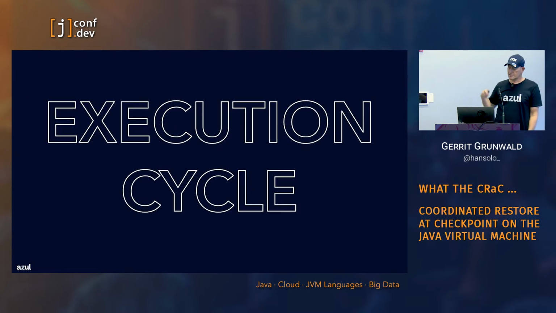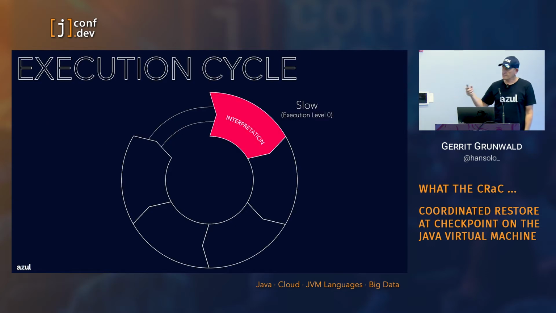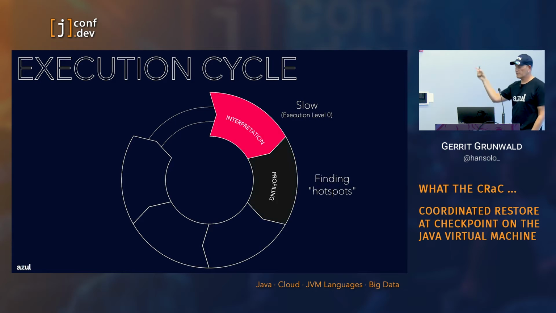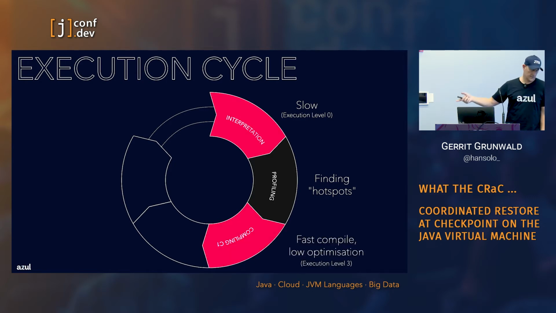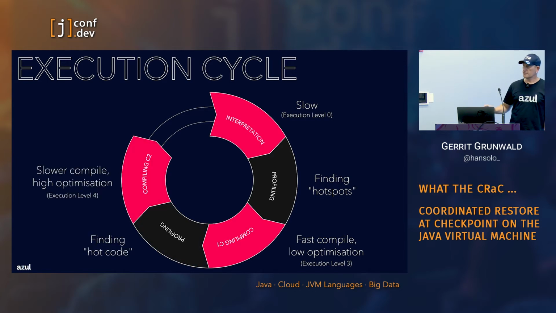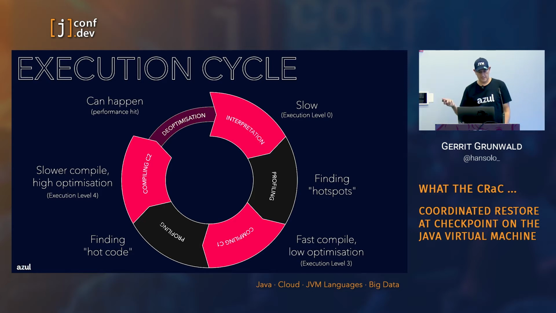Okay, so that leads me to this execution cycle. In principle, we have the interpretation phase, which is the first step, which is slow, execution level 0. Then we have the profiling, that profiles the stuff, finding the hotspots, which is the reason for the name HotSpot compiler. Then this will go on to the C1 compiler, low optimization, really fast, again profiling, then C2, and then we have this other thing, and that's the so-called de-optimization, right? That can happen. You would like to avoid that at runtime because this has really performance hits, right? And we come to that in a minute.